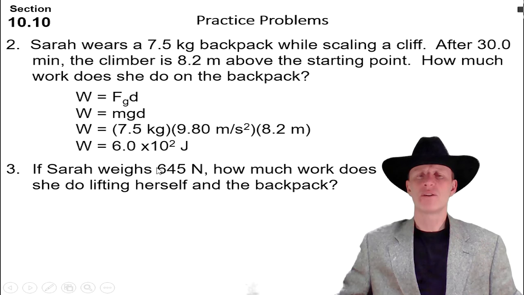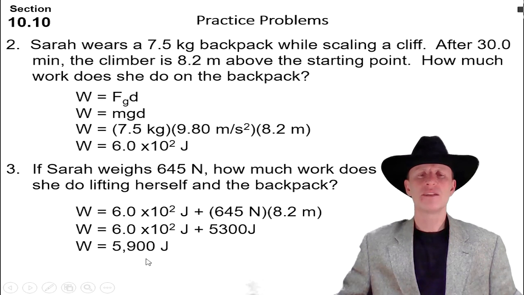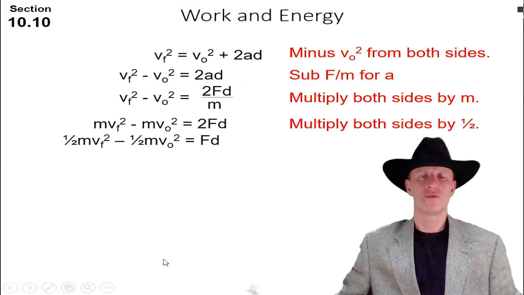Next question, if Sarah weighed 645 newtons, how much work does she do entirely lifting herself and the backpack that distance? Well, we have 600 joules already from lifting the backpack. Now we just have to add the work to lift herself. 645 newtons would be the force. The distance would be 8.2. That product gives us 5,300, and 600 gives us 5,900 joules.